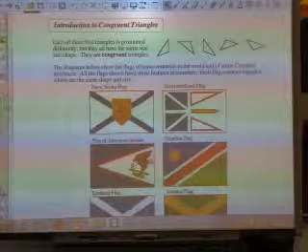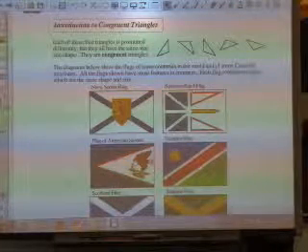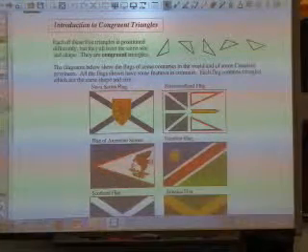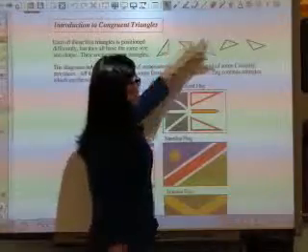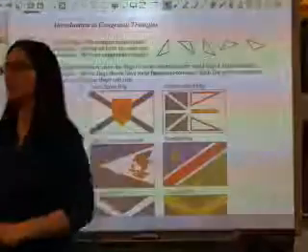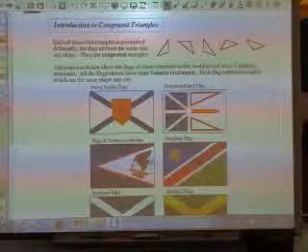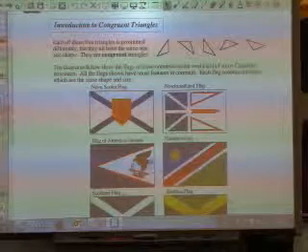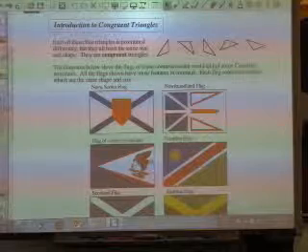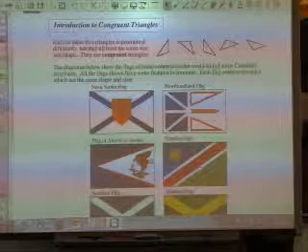So each of these 5 triangles is positioned differently. Just the orientation is different, but all 5 triangles are the exact same. They have the same size and the same shape. So we say that they are congruent. Congruent means same size, same shape.